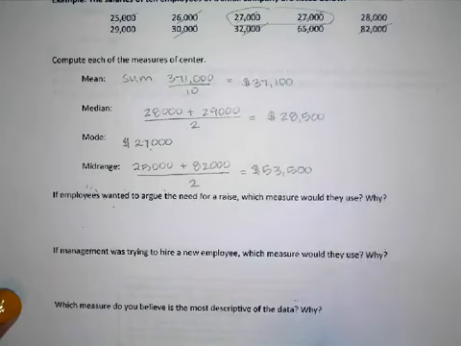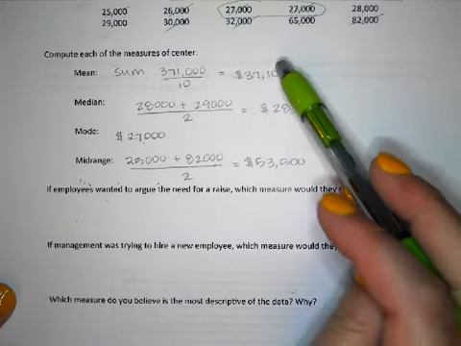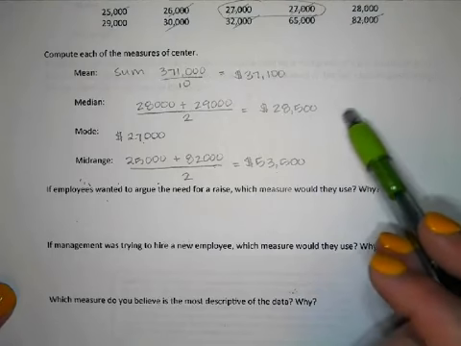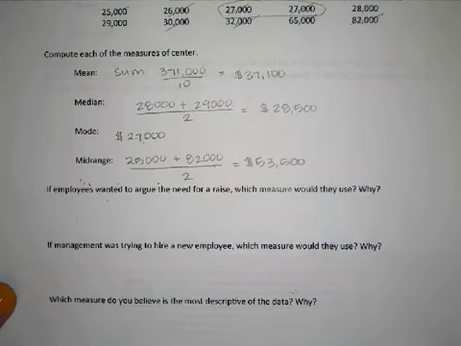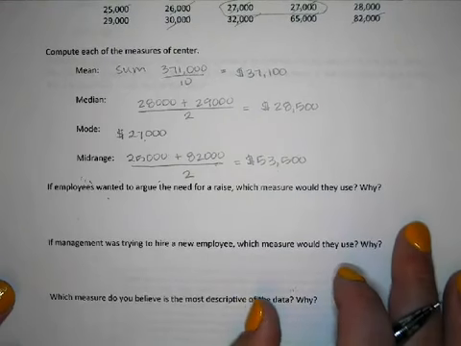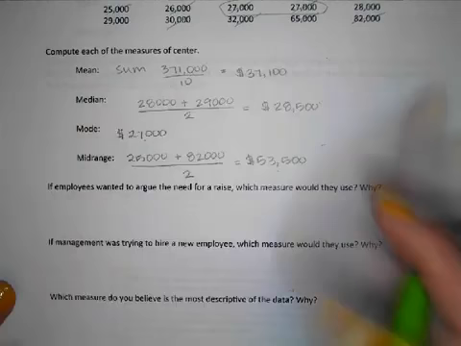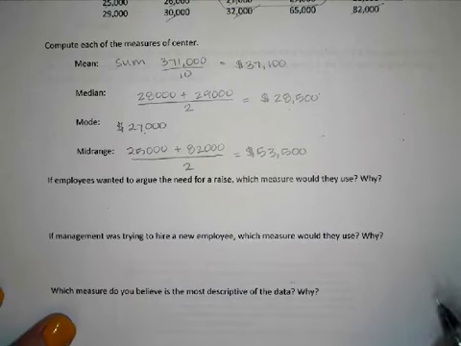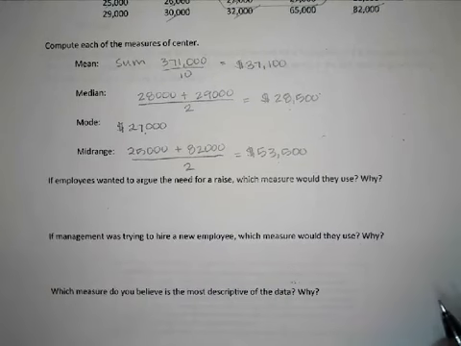Okay, so these are 4 different measures of the center of the data, just depending on how you want to view it, from what perspective, and maybe what you want the data to say, which is what our next couple questions are going to go through. So if employees wanted to argue the need for a raise, which measure would they use and why? If I was an employee and I wanted to argue a raise, I'd probably go with the lower numbers, and then I would use those to argue that we should be getting more money as employees.